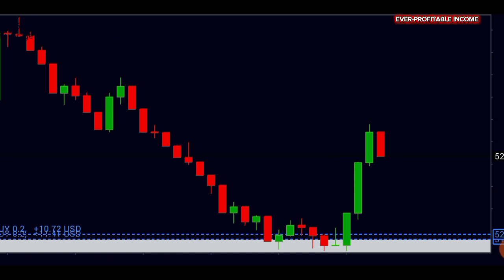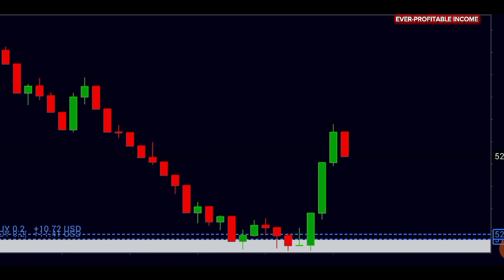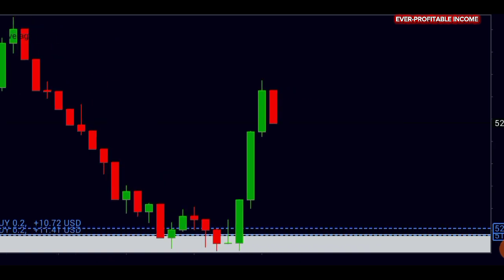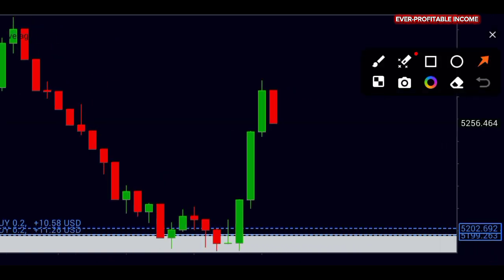Now, after noticing rejection at the support zone, the next thing you have to look out for is a bullish engulfing candle. That's the second thing you have to look out for. Now look closely at what happened after the rejection. Can you see that? After the weak rejections that we saw, the next thing you have to see is a bullish engulfing candle. Can you see that this candle engulfed the previous candles?